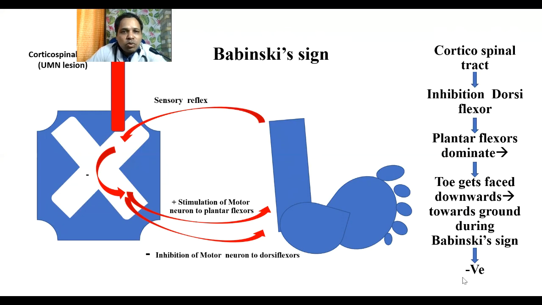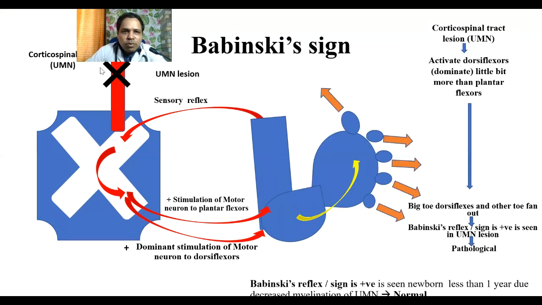Then what is Babinski sign positive? Suppose there is any upper motor neuron lesion, then what happens? There is already stimulation of the plantar flexors, and instead of inhibiting this, previously we thought it was inhibiting, isn't it? So instead of inhibiting here, it becomes stimulation. If there is any lesion, it becomes opposite.